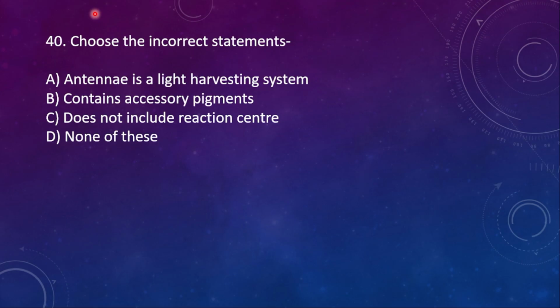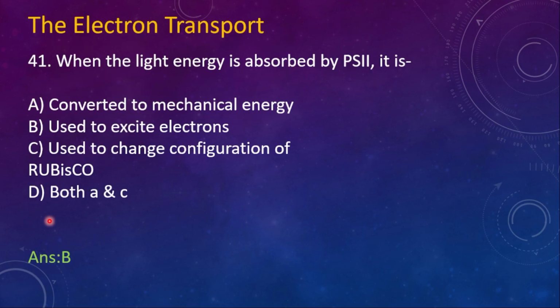40th one. Choose the incorrect statement. Option A: Antenna is a light harvesting system. B: Contains accessory pigments. C: Doesn't include reaction center. And then D: none of this. Here the right incorrect statement... all are correct statements only, that's what the option is, none of this.